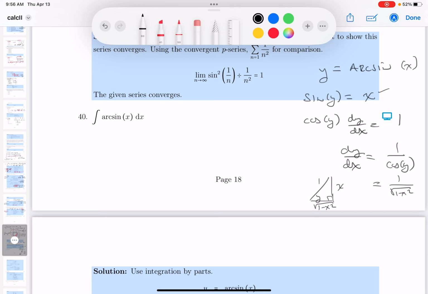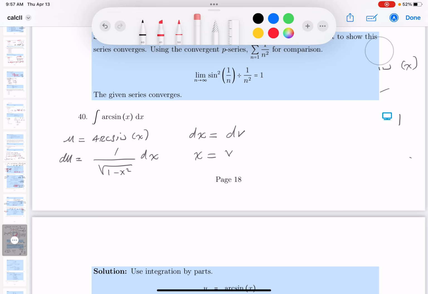All right? So I'm going to say u is equal to the arc sine, and I'm going to say du is going to be 1 over the square root of 1 minus x squared dx. I'm going to say dx is equal to dv. I'm not worried about the constant of integration yet. We'll do that later. All right, so I'm pretty comfortable that this might produce something that I can recognize. But if not, I'll just say it didn't take long to get there.